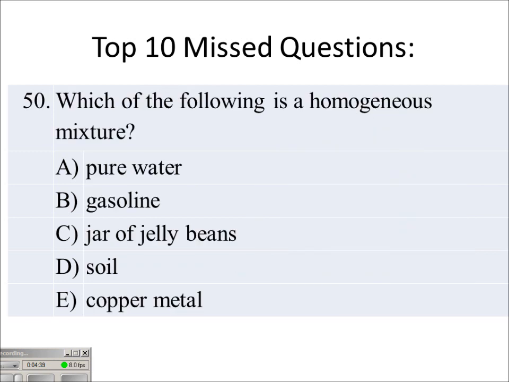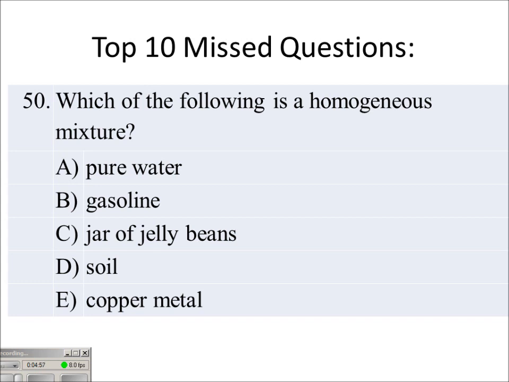Which of the following is a homogeneous mixture? All right, let's think about what that means. Homogeneous means same, so evenly distributed. No portion of it is different than the other. We all kind of know what homo and hetero mean, right?